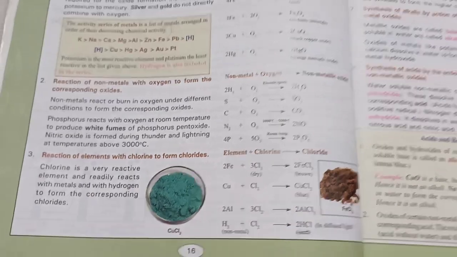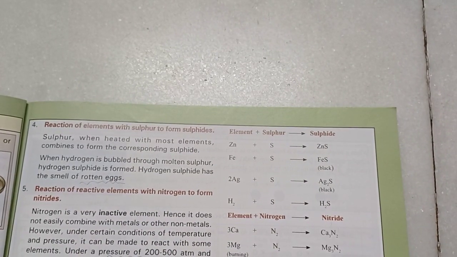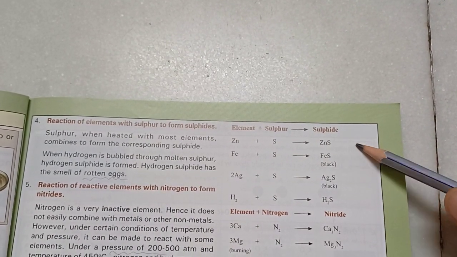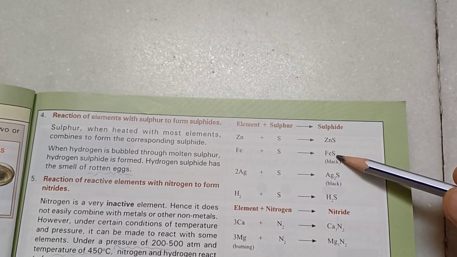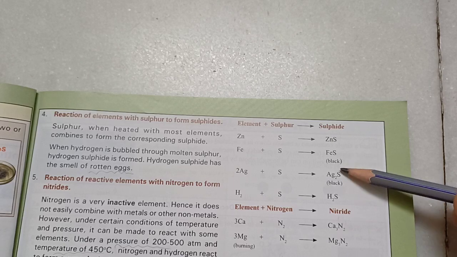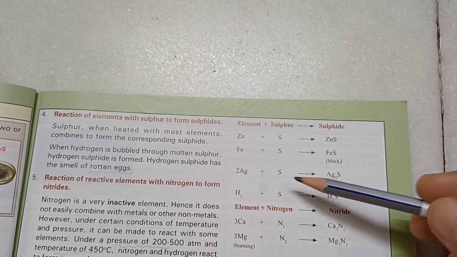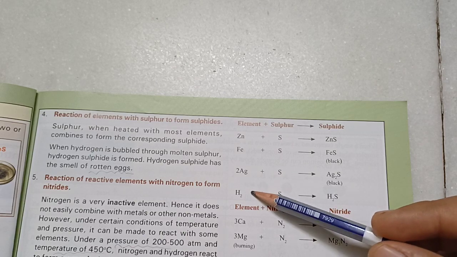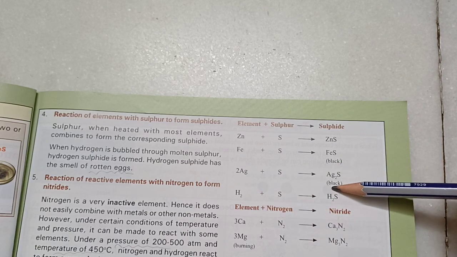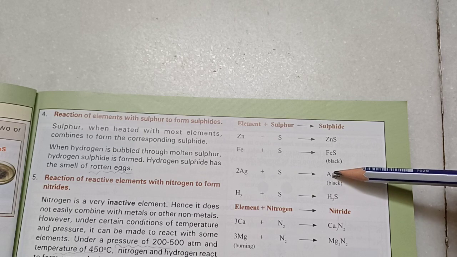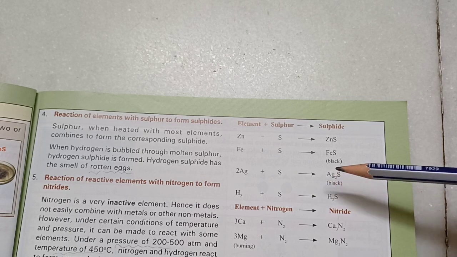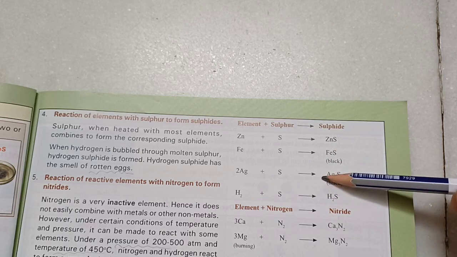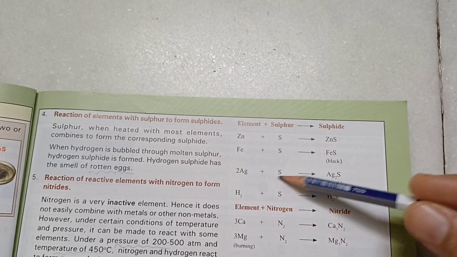Next, formation of sulfides. Zinc sulfide, iron sulfide, ferrous sulfide is black in color. Silver sulfide is also black in color. That is why silver utensils, silver metal, they turn blackish on the surface because of exposure to hydrogen sulfide gas in the atmosphere. That reaction is similar to the sulfur reaction.